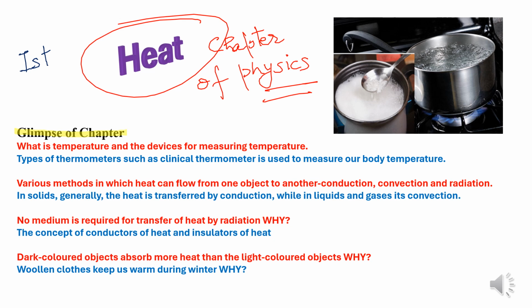So here I gave a glimpse of this chapter. See, what is the temperature and the devices for measuring temperature. This is one aspect, very interesting. And then the thermometer that we normally use during fever, doctors use it to find the body temperature. Then various methods in which heat can flow from one object to another, that is conduction, convection, radiation. Then is a medium required or not required? So this question we will analyze.